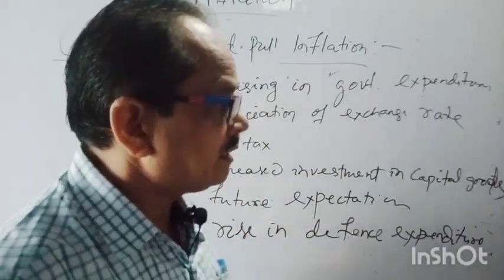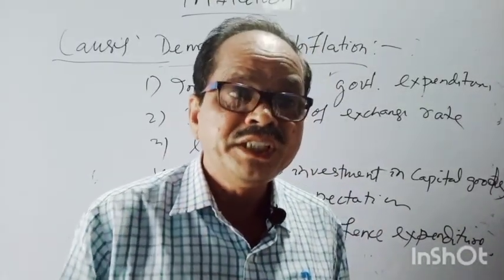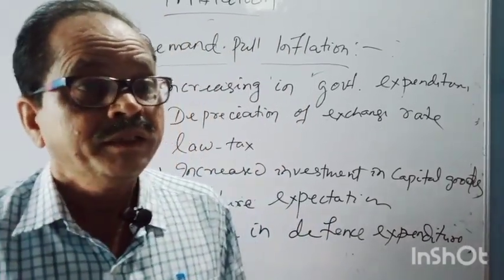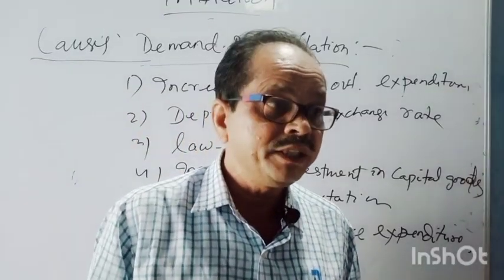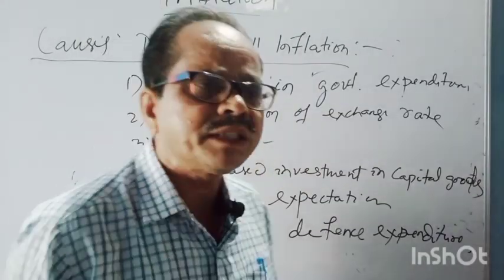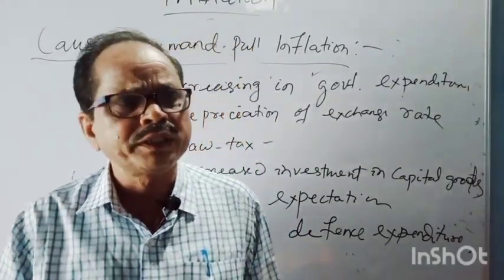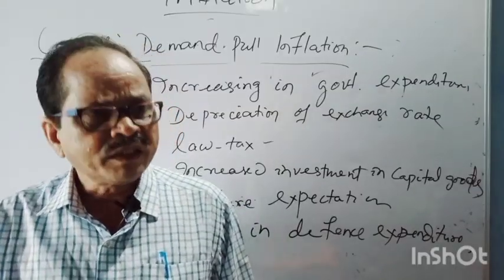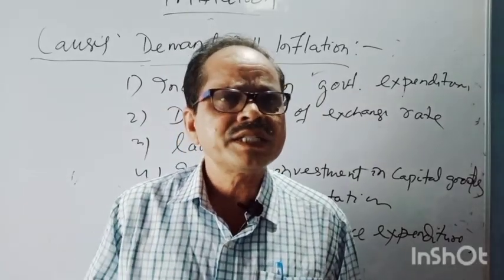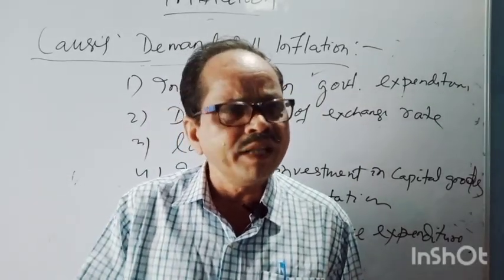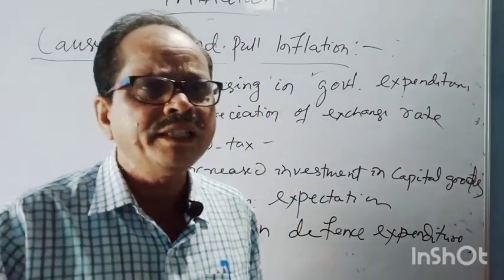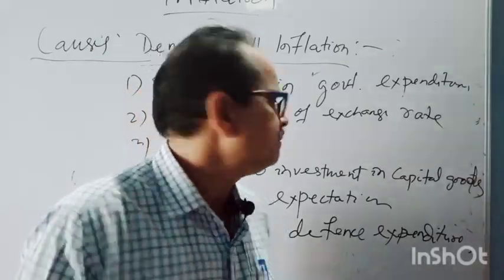In this case, export will be cheaper and import will be dearer. The people demand more and more of the export commodities, so the price will rise automatically. And the third one is low tax. Low tax means in the budgetary provision the government reduces the tax on individuals, then the real income of the people rises. At that time, the people demand more and more of the commodities, and automatically the price will rise because the supply of commodities has already fallen.